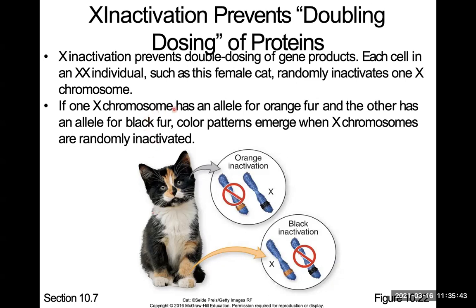So if one X chromosome has an allele for orange fur and the other has an allele for black fur, color patterns emerge when X chromosomes are randomly inactivated or activated. So you see that. This is called X inactivation. It can prevent the double dosing of proteins, meaning not both of them activate in that area. Otherwise, it will just confuse your body.